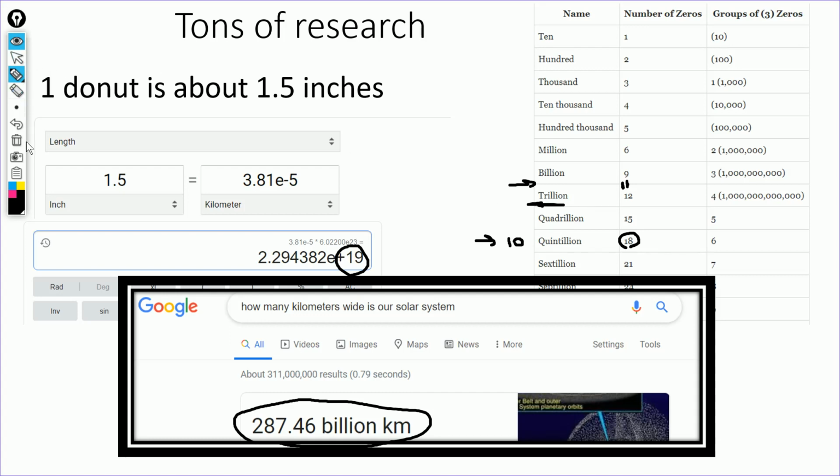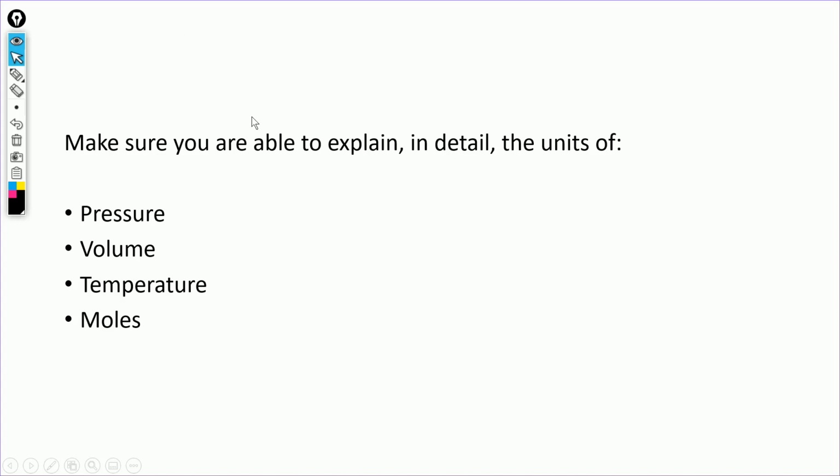A mole of donuts, I don't think you could really eat in one sitting. Some people probably could though. Now that's the end of what we're talking about today for the units of the ideal gas laws. Before you click on the test and get started, make sure you can define pressure, volume, temperature, and moles. And have a great day.